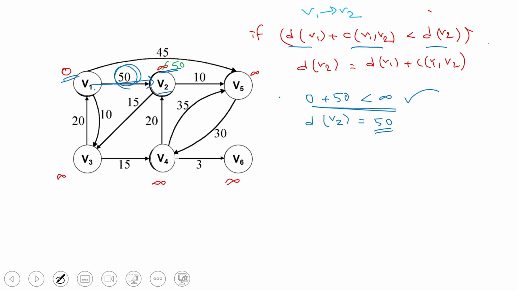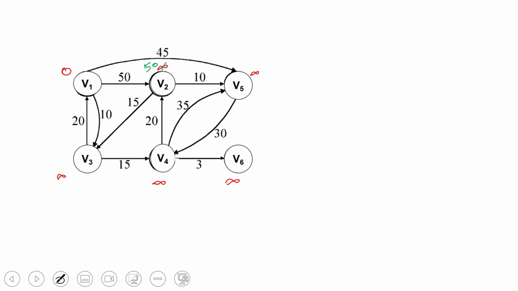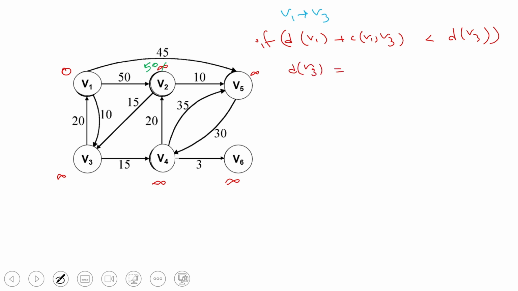In the same way we'll do for v1 to v3 and also v1 to v5. I hope you understand this. So let us do v1 to v3. What is the formula? Just say it with me. Distance of v1 plus cost of v1 comma v3, which is less than distance of v3. If this statement is true, then distance of v3 is equal to distance of v1 plus cost of v1 comma v3, right?